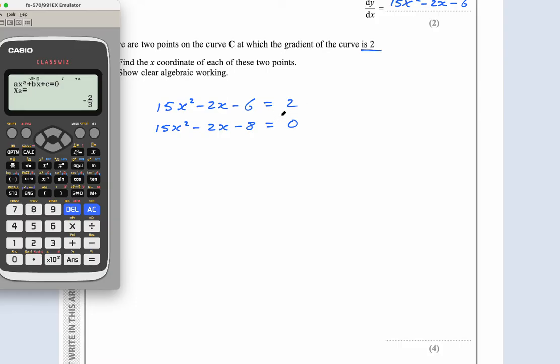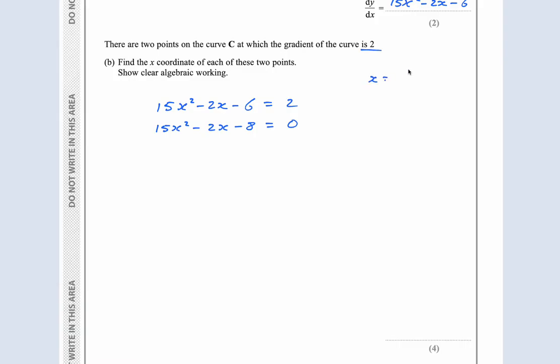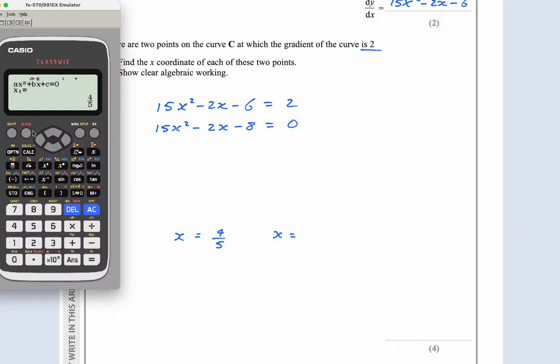Now, let me just show you how I work back here, guys. So x equals 4 over 5, and these are the answers. The answer is x equals 4 over 5, and, since there are two points, x equals negative 2 over 3. That's my x1 and my x2.